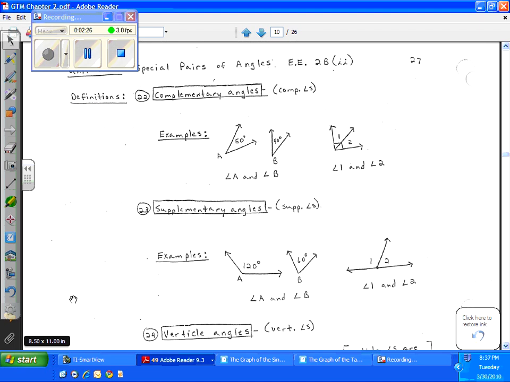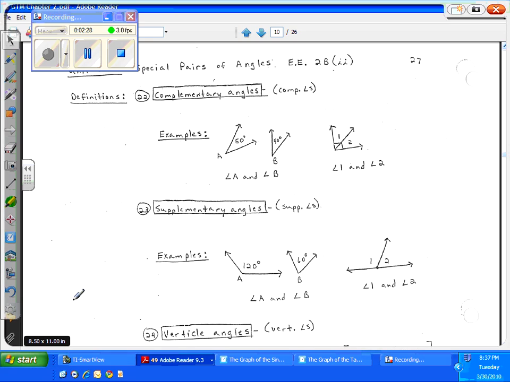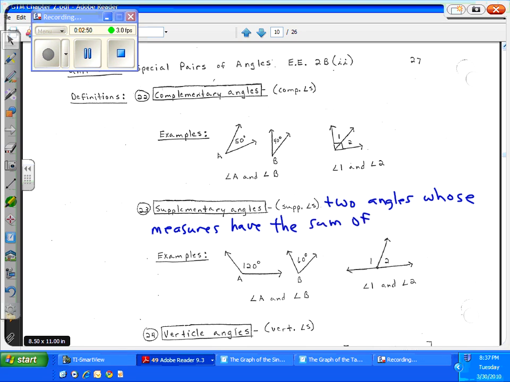Supplementary angles are two angles whose measures have the sum of 180. Two, again, not one, not more than two. Two angles whose measures have the sum of 180 degrees. Or we could say add up to 180 degrees. It has to be two angles whose measures have the sum of 180 degrees.